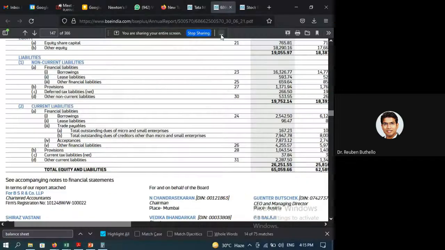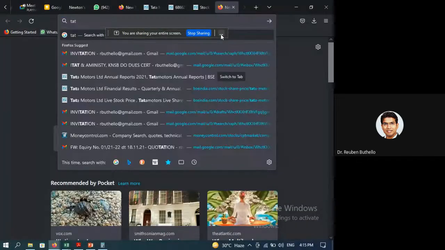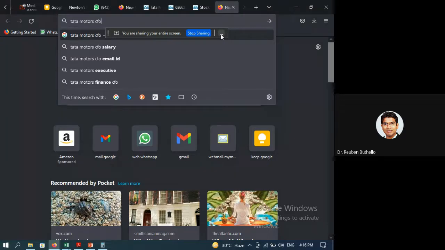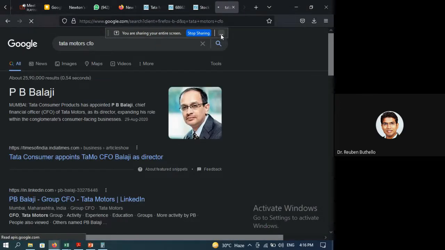One second. Tata Motors CFO. So getting a good salary also. He looks only like an idiot. Two slaps you must give him on his face and tell him, bro, you're using the wrong thing.